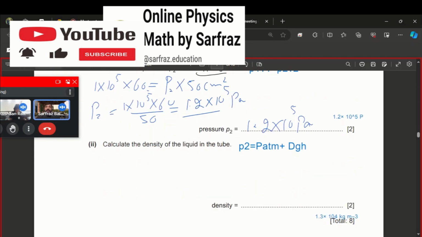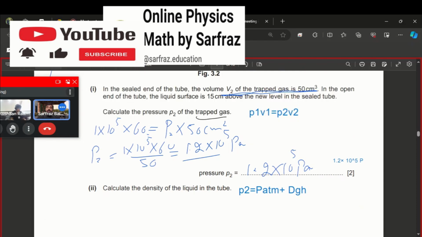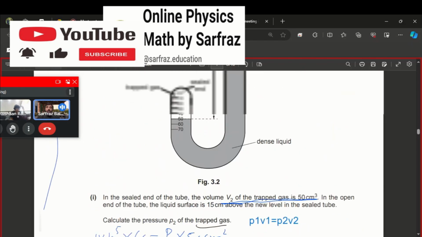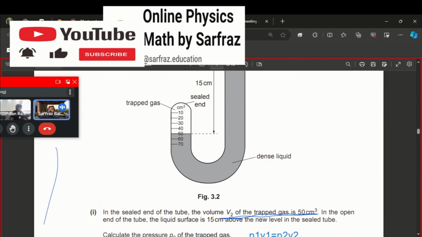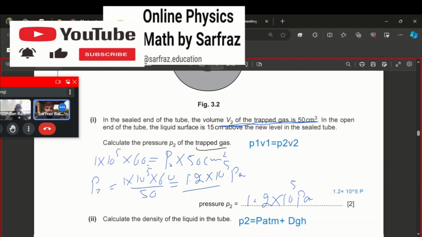Okay. The next question says, calculate the density of the liquid in the tube. So here we have to calculate density. How will you calculate it? Can you tell me some formula or some method? The formula I know is density is equal to mass over volume. So is mass given in this case?